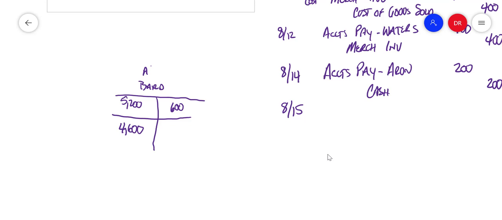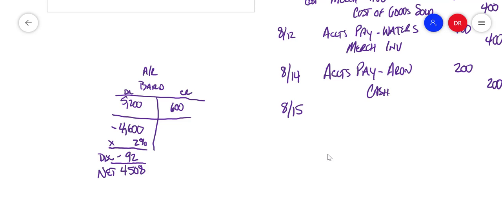This is accounts receivable Baird, and the debit and the credit. We take the $4,600 times the discount that they can receive, which is 2%. That gives us a $92 discount. Okay, that's the discount we're giving them for paying early. That means the net cash we will collect will be $4,508, because we're going to take this $4,600 minus 92 to get $4,508.